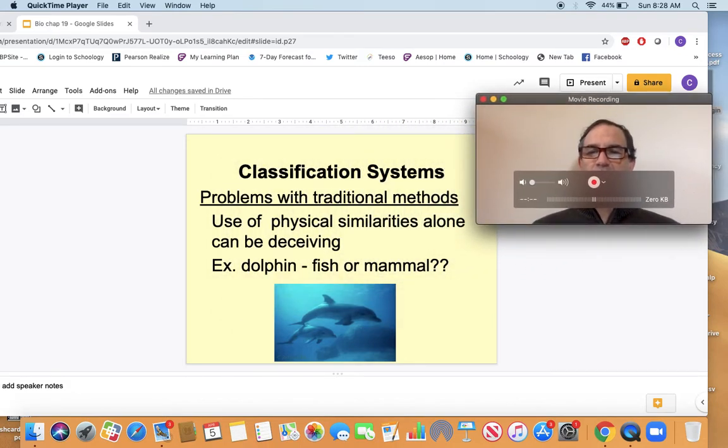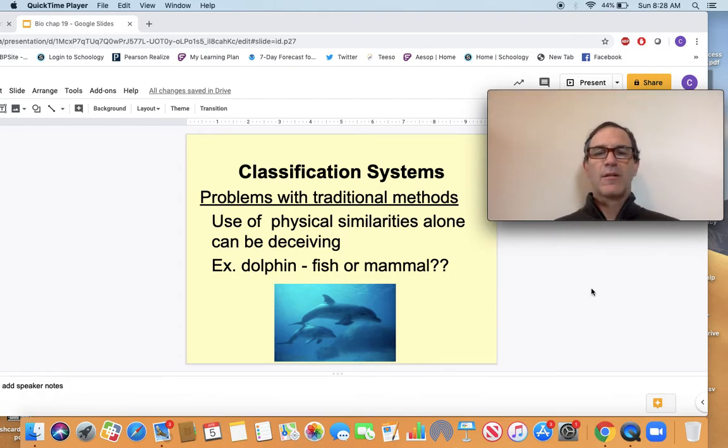I'm going to move myself up here so you guys can see the slides. So some of his, what we call his traditional methods that Carl Linnaeus and others before him used had some problems. The use of physical similarities alone can be deceiving. So for example, if we look at a dolphin here, you may ask yourself, is this a fish or a mammal? Well, if I'm looking just at physical characteristics, I might say, well, it has fins, it swims in the water, it's probably a fish, right? Most of you probably know, however, that it's a mammal. It has other characteristics such as breathing air, gives live birth, things like that that make it more mammal-like.